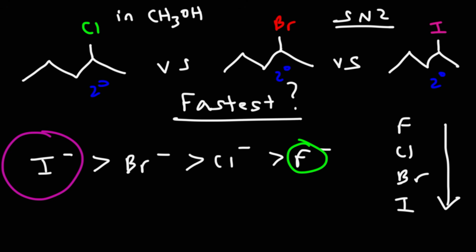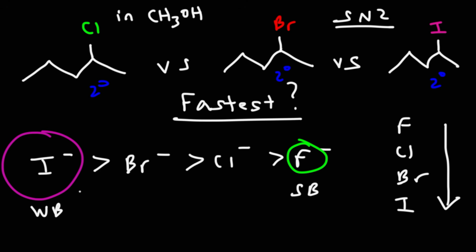Fluoride is a smaller ion, and so that negative charge is concentrated in a smaller region, making it less stable, more reactive. Whereas in the case of iodide, the negative charge is dispersed over a larger area, so that negative charge is less concentrated, making it less reactive, more stable. Iodide is a weaker base than fluoride. Fluoride is a stronger base than iodide. The weaker base is going to be the better leaving group.